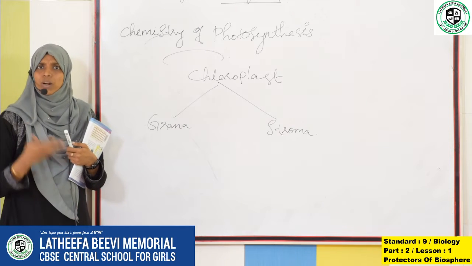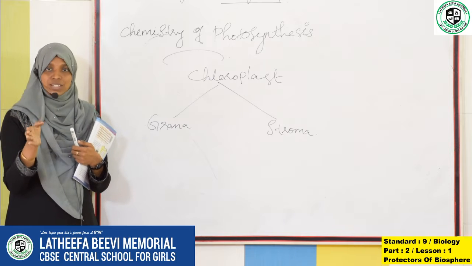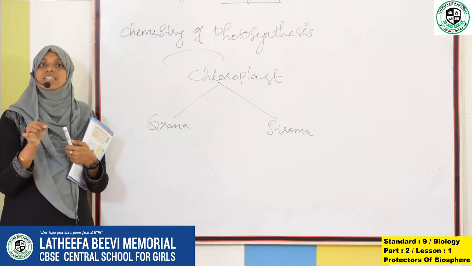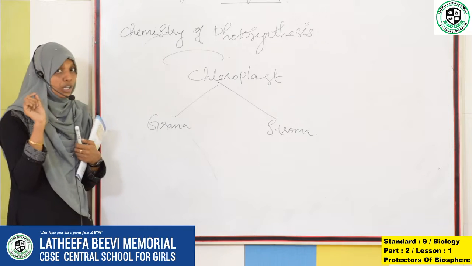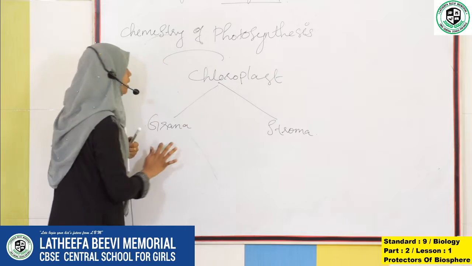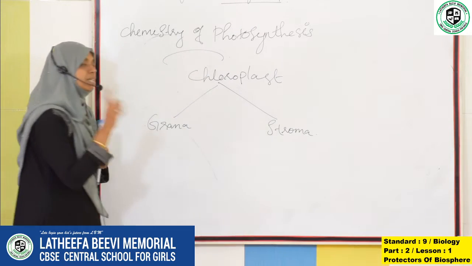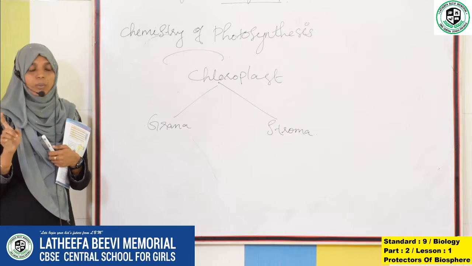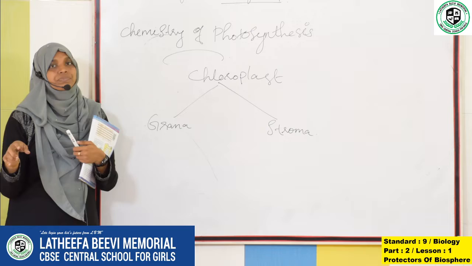What is the speciality of chloroplast? Chloroplast is the place of photosynthesis. Photosynthesis occurs in the chloroplast. Don't forget that; this is an important point. In the chloroplast there are two parts: grana, the brick-like structures, and stroma, the fluid part present inside the chloroplast.